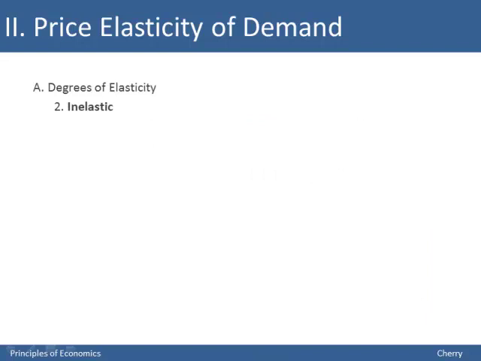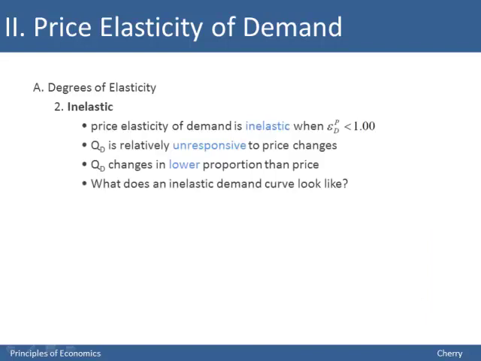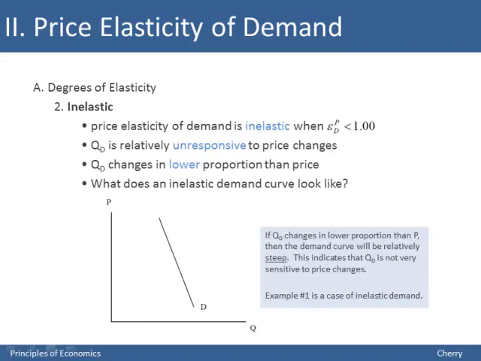The second degree of elasticity we call inelastic. And this is when the price elasticity of demand is less than 1 in absolute terms. What this suggests is that the quantity demanded is relatively unresponsive to price changes, or in other words, the change in quantity demanded is going to be smaller in proportion to the change in price. So what does an inelastic demand curve look like? It's going to be steep.